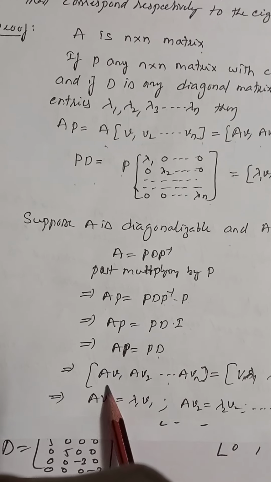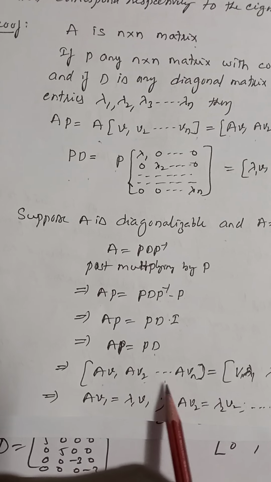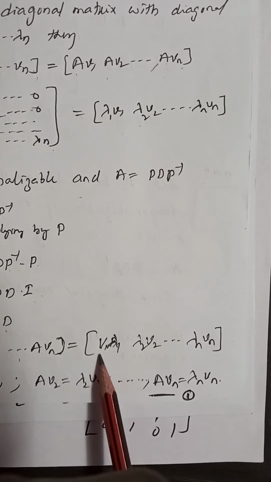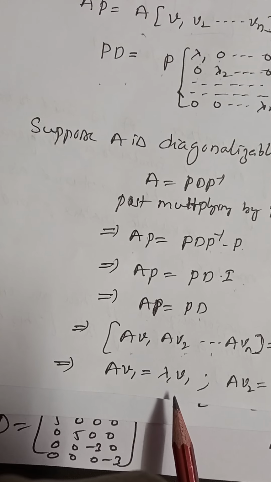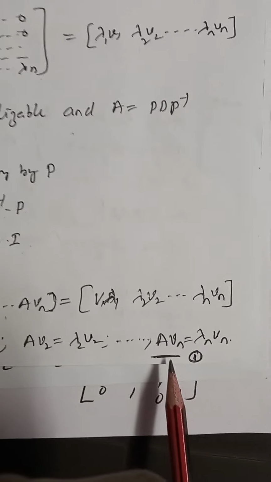AP is what? AV1, AV2, and so on AVn. From here, what is PD? That is lambda 1 into V1, or V1 lambda 1, both are the same, right? Lambda 1 V1, lambda 2 into V2 and so on lambda n into Vn. Comparing like coefficients, AV1 is equal to lambda 1 V1, AV2 is equal to lambda 2 V2, AVn is equal to lambda n Vn, right?